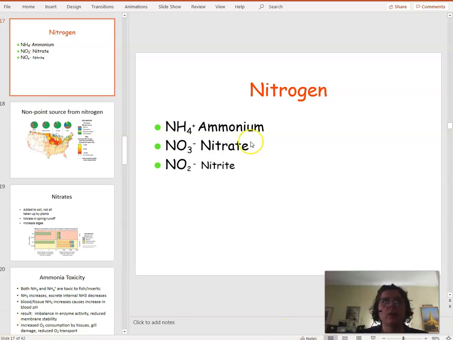So NO3 is nitrate, NO2 is nitrite, and ammonia is NH4. And these are the three main types of nitrogen compounds that can be found in the environment. We're going to talk a lot about nitrate because that's the main one that people talk about. We'll talk a little bit about nitrites, but we'll talk about these different compounds and how they affect our water quality, and this is a major water quality issue in Illinois.